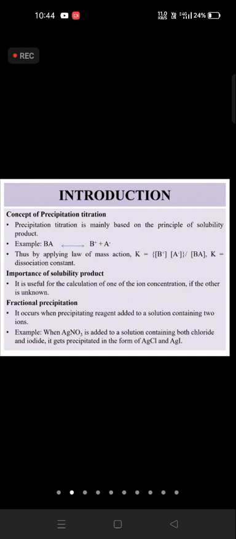Yes, ma'am. Okay. Next, the importance of solubility product. The same thing is written: it is useful for the calculation of the ion concentration if the other is unknown. That means you can calculate the unknown concentration of ions with the help of this solubility product. Solubility product means applying the law of mass action.